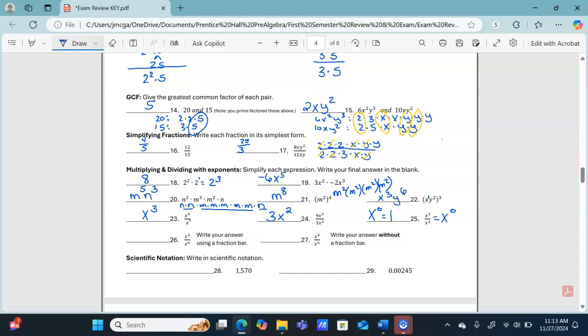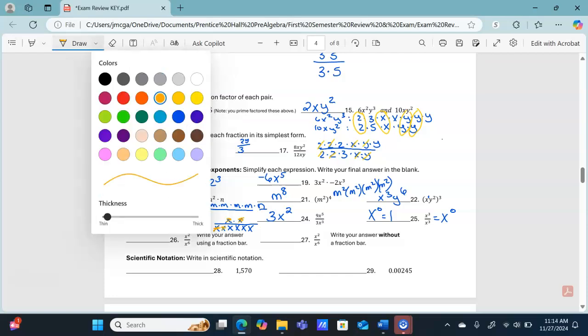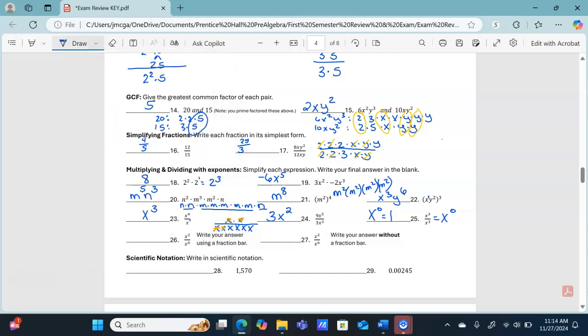On this one, I have x squared over x to the 6. Looking at this longhand, this is what this looks like. 1, 2, 3, 4, 5, 6. And so you can see that and that will cancel, that and that will cancel, leaving me with a 1 in the numerator and x to the 4th in the denominator. That's how we write it using a fraction bar.